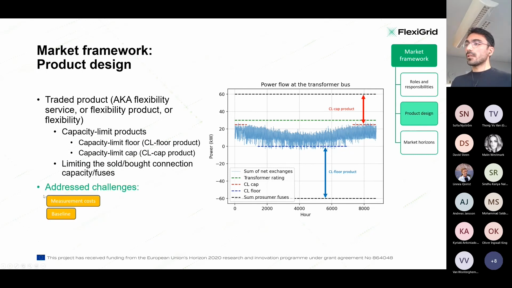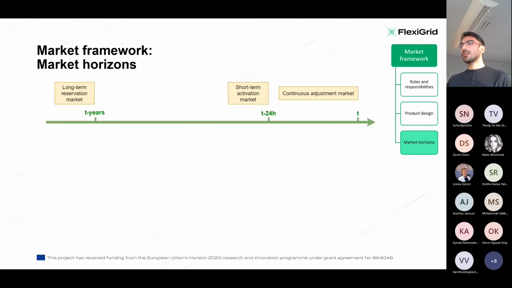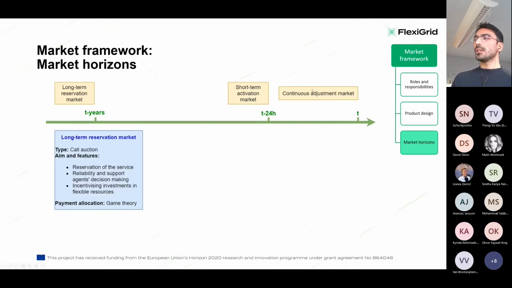I will move on, and this is to address the measurement costs challenge, because the only thing we need here for verification is the smart meters. We don't need a baseline here either, because it's relative to the sold connection capacity, which is agreed by everyone. It's something on paper. It's not dynamic. Right. The market horizons, we consider 3 different horizons. A long term for reservation, a short term, which is day ahead for example, for activation, and a continuous adjustment market. The long-term reservation market is a call auction.